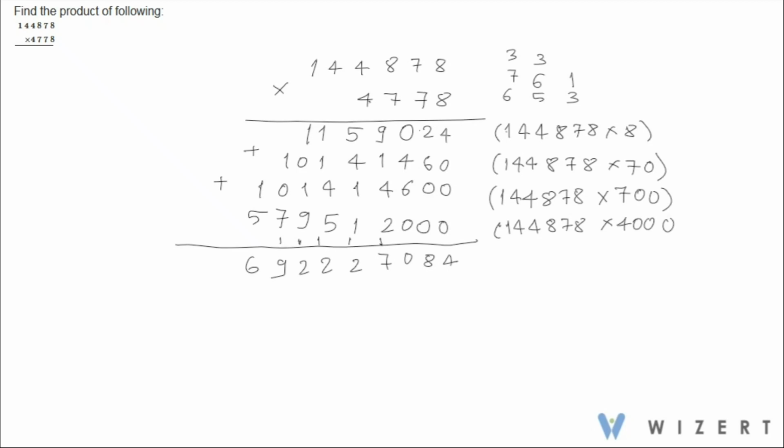So what we have here as the result of the multiplication is 69 crore 22 lakh 27,084. This is the answer.